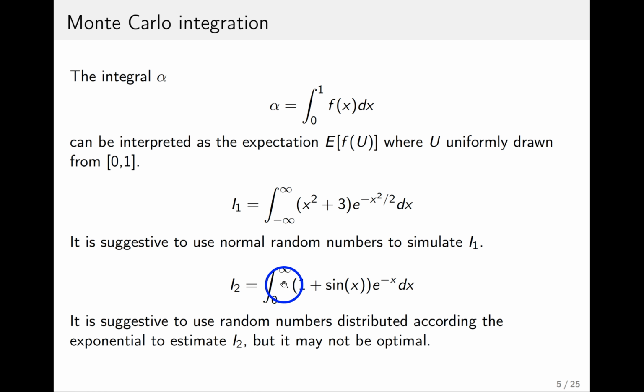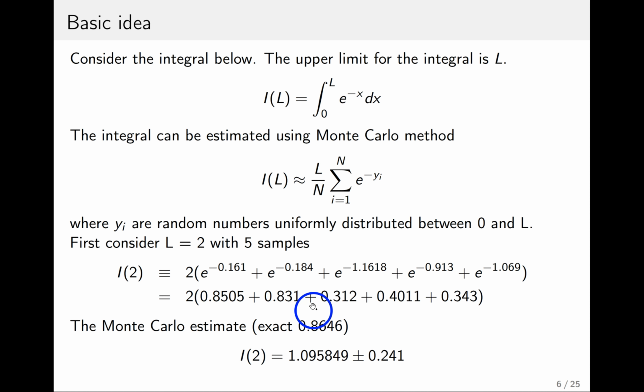In this bottom example, we have the integral between 0 and infinity of 1 plus sine x times e to the minus x. Because of this e to the minus x factor, this suggests that it may be good to use the exponential distribution to generate the random numbers, and then you'd use 1 plus sine x as the function to measure. These are things that suggest you have to really test these things, and sometimes this is more an art than a science, it feels like.